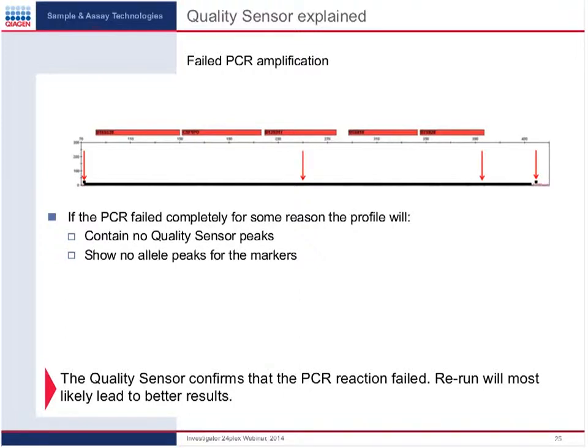Okay, next scenario: if the PCR reaction failed, then you see an electropherogram like this. You don't get any STR profile, and you also don't get quality sensor 1 and 2, so they are both missing. You have a totally flat baseline, so there is no peak present, and this shows you that something went wrong in your PCR. Maybe you forgot the primers or the PCR buffer or a cycle or whatever. This shows you that the PCR reaction failed, and a rerun will most likely lead to better results.